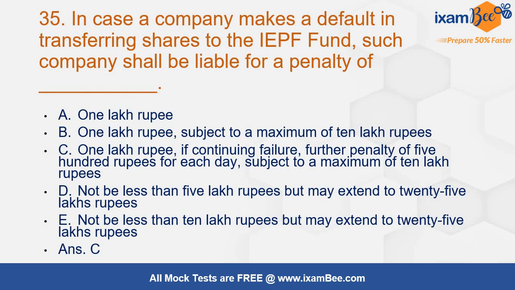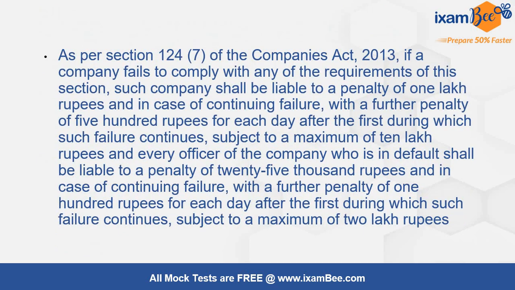In case a company makes a default in transferring shares to the IEPF fund, such company shall be liable for a penalty of 1 lakh rupees, subjected to a maximum of 10 lakh rupees. If there is continuing failure, then a further penalty will be 500 rupees for each day, subjected to a maximum of 10 lakhs. The options include not less than 5 lakh but may extend to 25 lakh, and not less than 10 lakh but may extend to 25 lakh. So the answer is C, 1 lakh rupee. If there is continuing failure, then there will be a further penalty of 500 rupees for each day subjected to a maximum of 10 lakh. This is provided under which section? It is provided under section 124 clause 7 of the Companies Act.